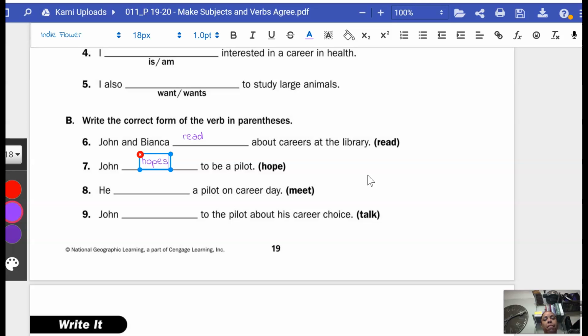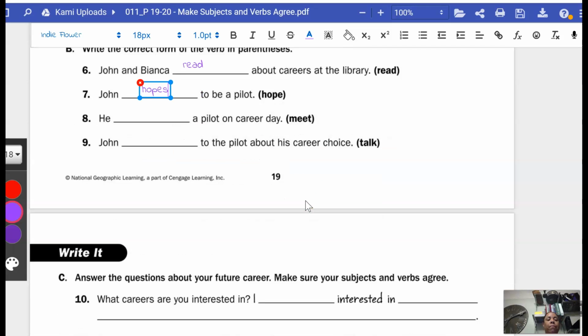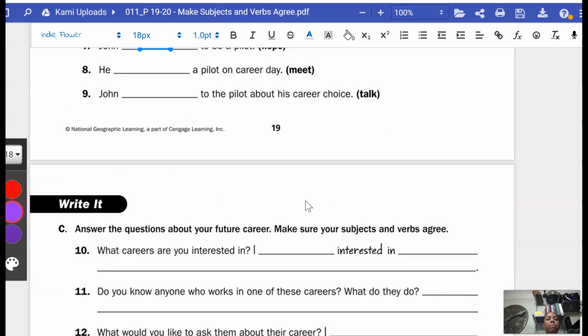Again, I know this might be confusing for some of you because we just learned the other day that to make a noun plural, you add an S, right? Well, it's different for verbs. To make a verb singular, you add an S. I know it's crazy. All right, so that's section B.